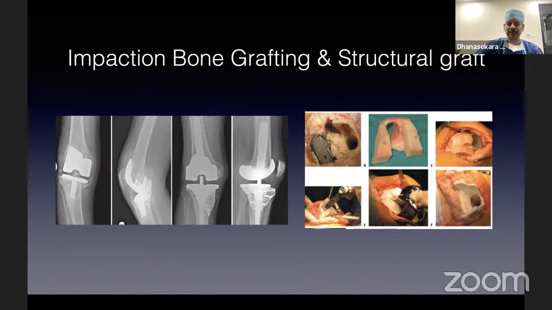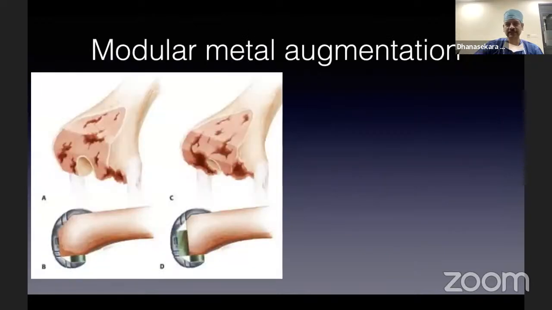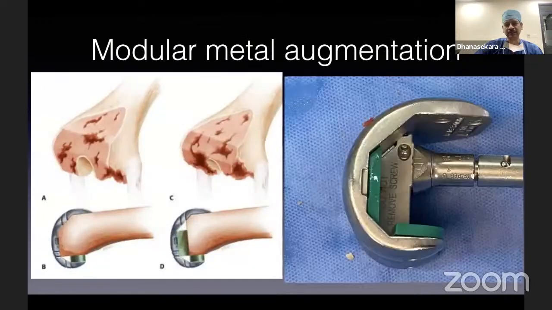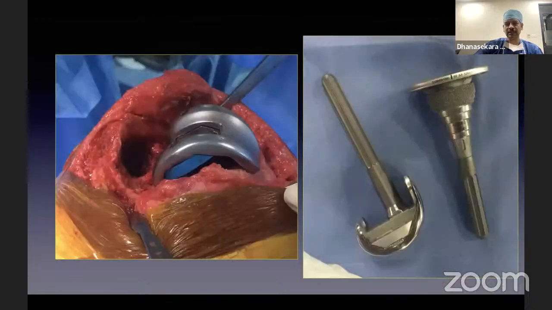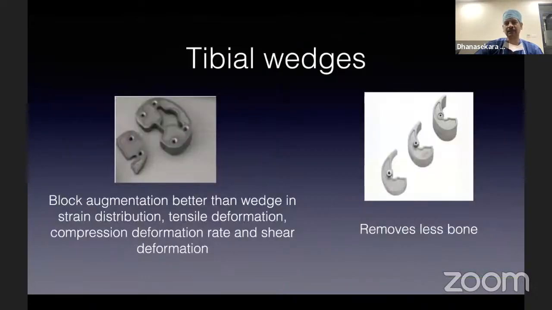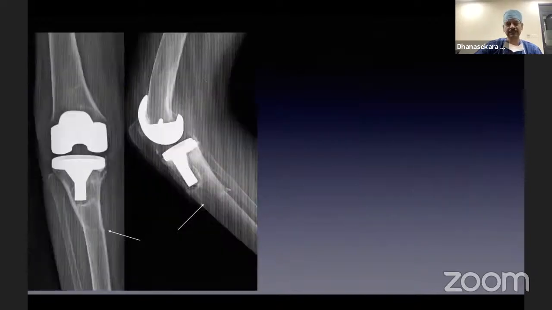So now we depend on other methods like metaphyseal fixation and augmentation. Distal femoral augmentation is generally used if there is bone loss confined to the epiphysis. It can be either distal or posterior augments. Usually we combine it with other fixation methods like a stem. Tibial wedges also are useful. A full wedge or a hemi wedge can be used for a focal defect in the epiphysis or metaphysis.